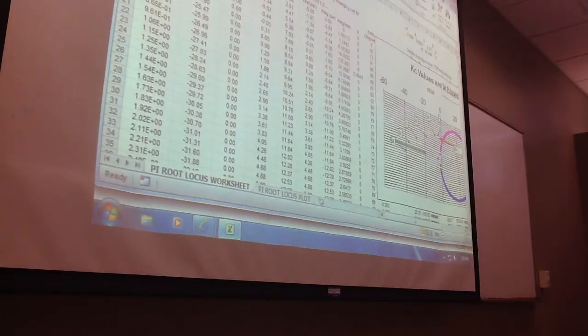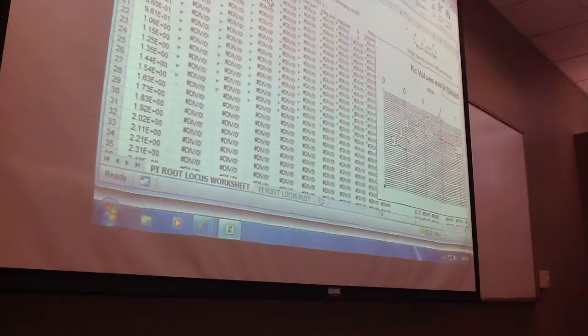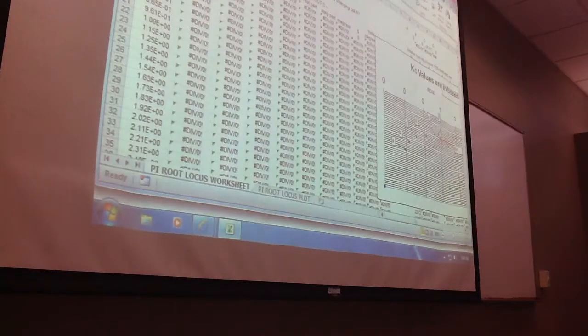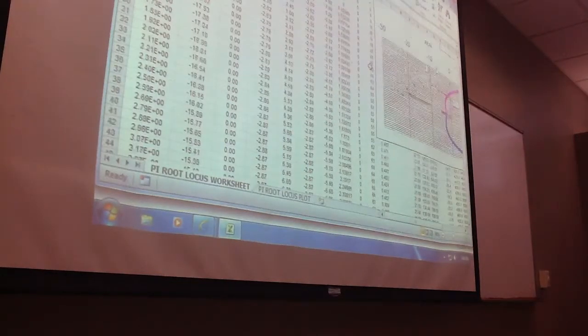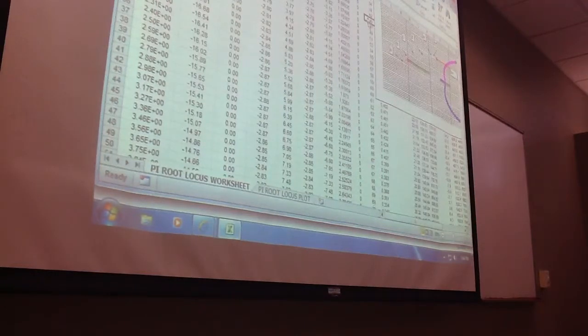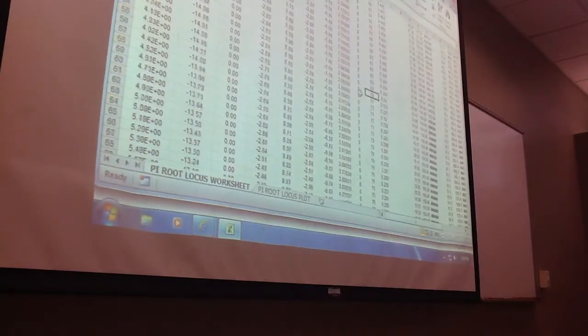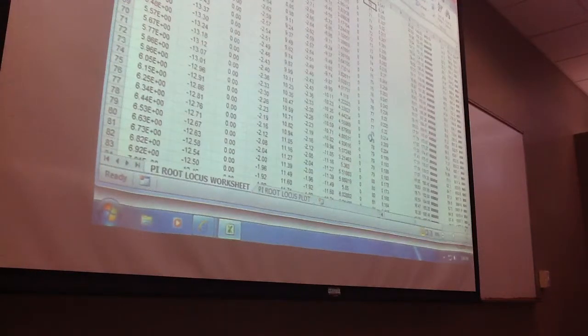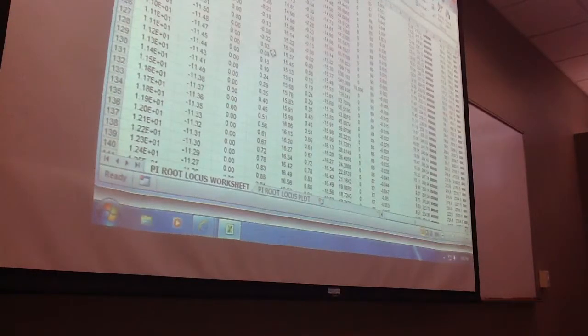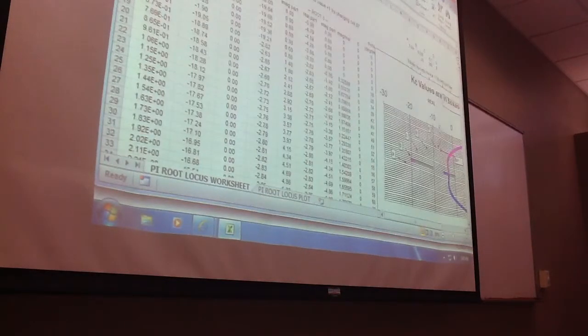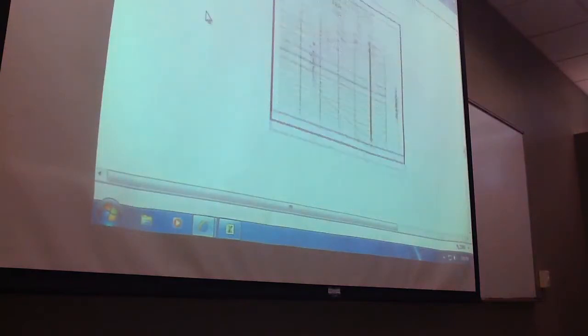Let me go back to 0.1. So there's the degrees thing that gives you about 45 degrees, 70 degrees. What was the other, 78 degrees? And here's KCU if you go down here somewhere. Right in here, where it goes from negative to positive. All right. So that's how you do that.